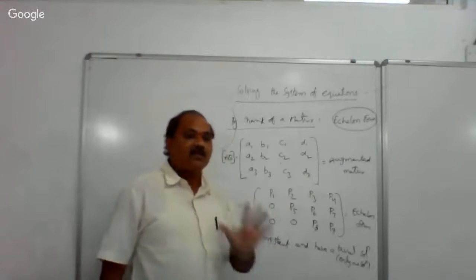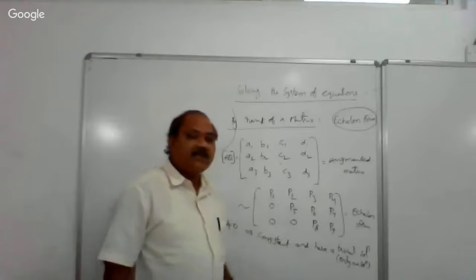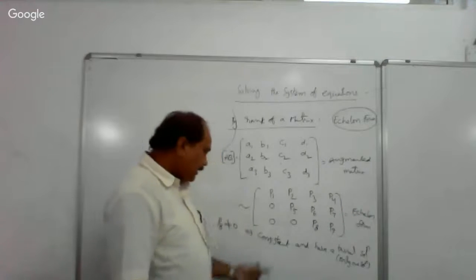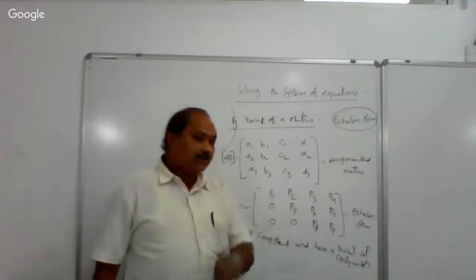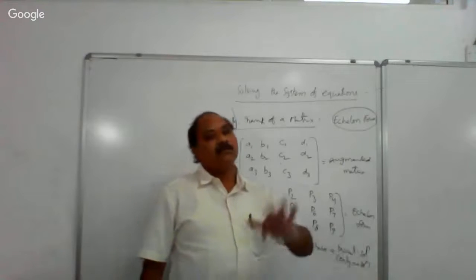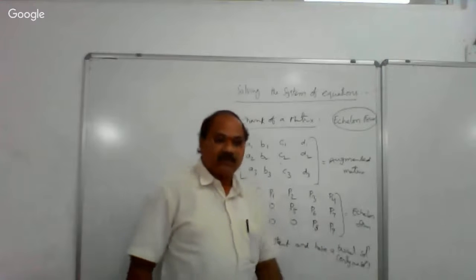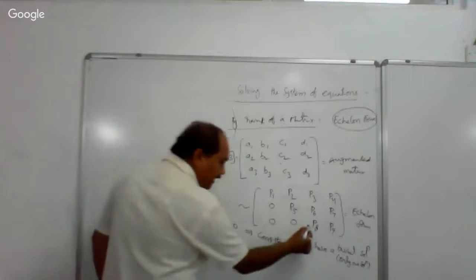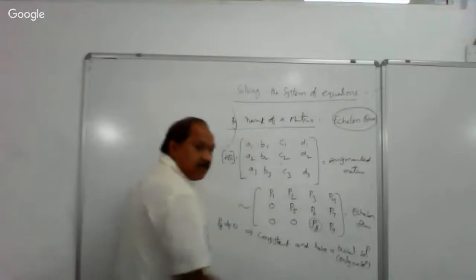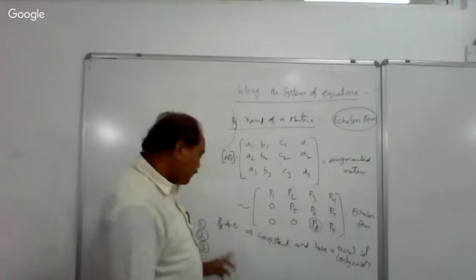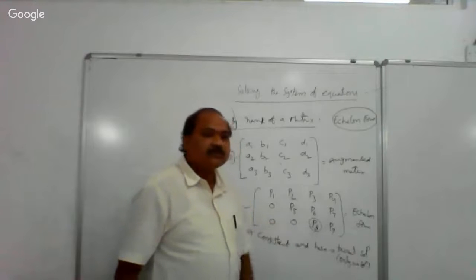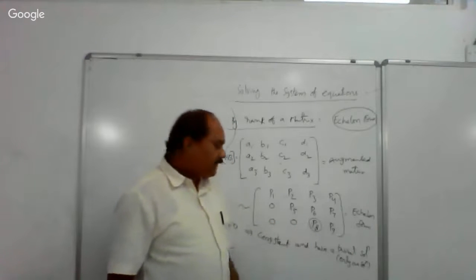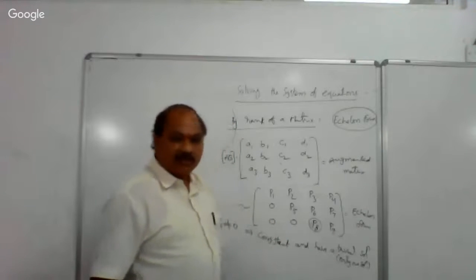Consistent means having a solution. Inconsistent means no solution. Within consistent, we also have two types of solution: only one, or many, meaning infinitely many. Now, if P8 is not equal to 0, then the system is consistent and having a trivial solution. Trivial means only one solution.